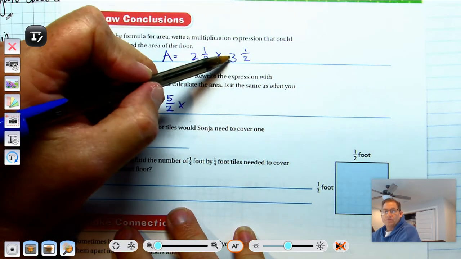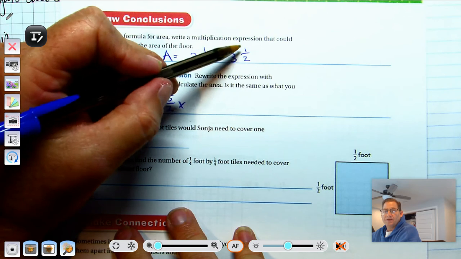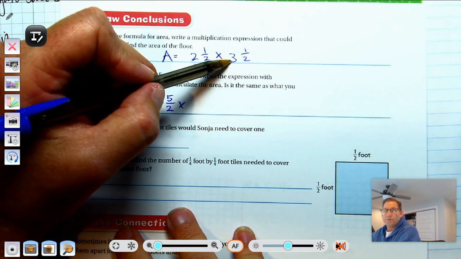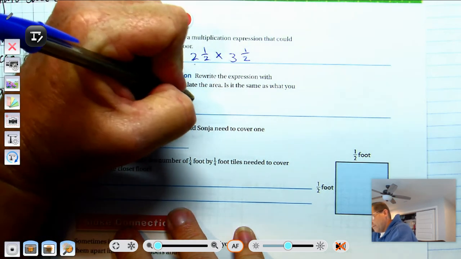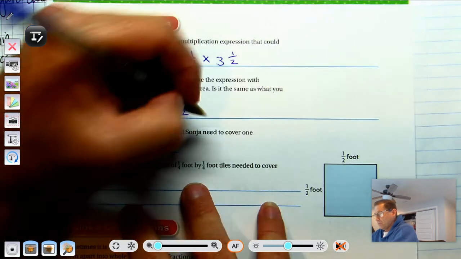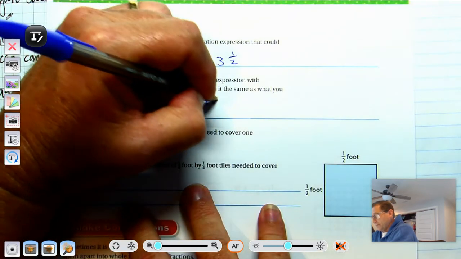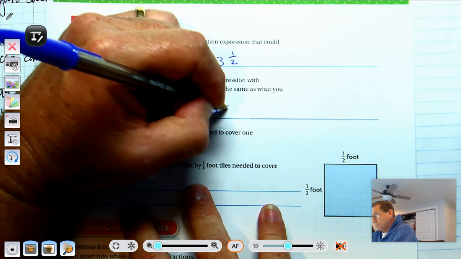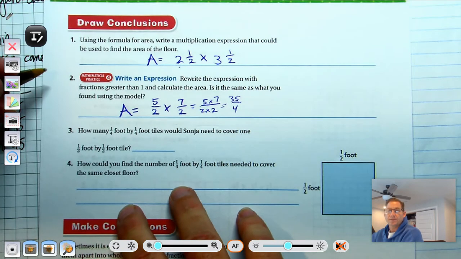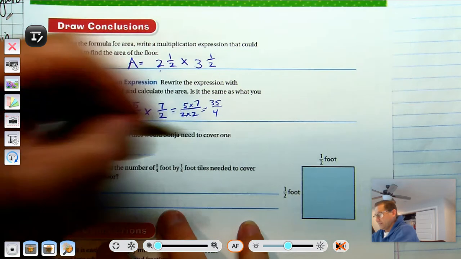3.5 would have 3 sets of 2 halves. So I can rewrite the 3 whole numbers as 6 halves plus the extra 1 half. We'd have 7 halves. Well, 5 times 7 over 2 times 2, I'd get 35 fourths. Is that the same as what we found with our model? Yes.